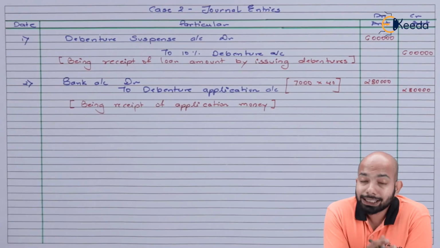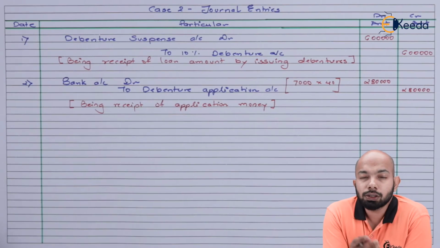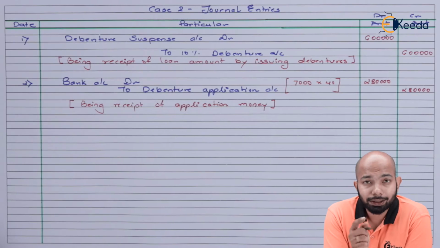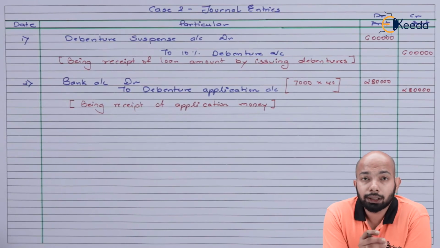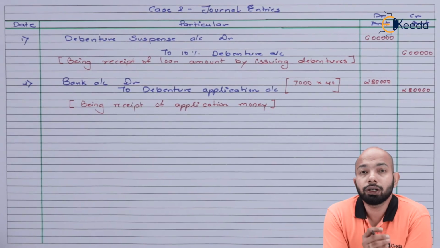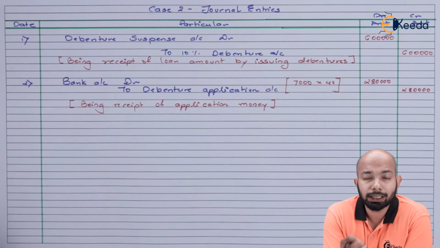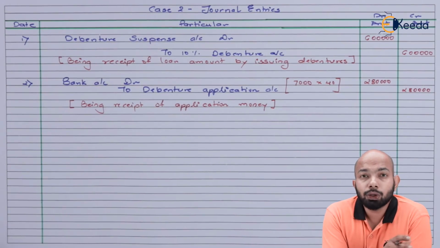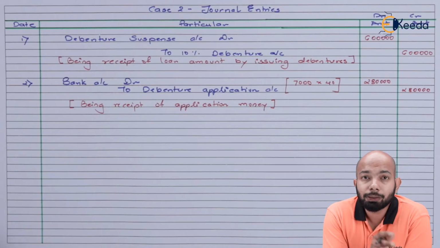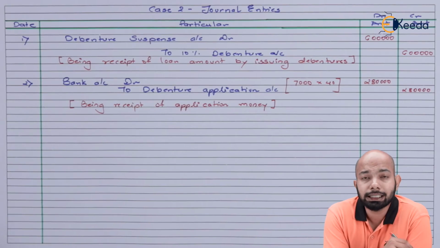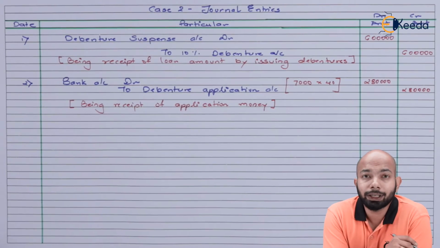Now, whatever receipt we have mentioned, it includes a certain part of allotment as well. The reason being 5,000 was the issue that could have been allotted, but we have allotted 2,000 additional on a pro rata basis. So 2,000 debenture holders have already given their application money, which can be adjusted in allotment. So let's mention that transfer entry here, which will be an allotment adjustment entry as well.